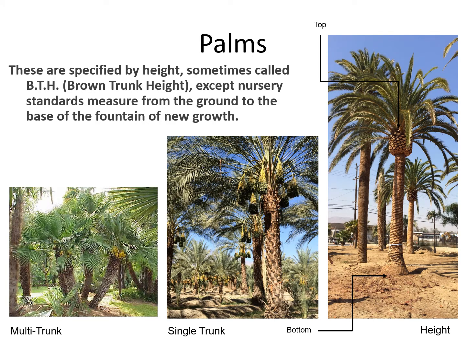Palms are popular in our region, so they can also come as multi-trunk or single trunk palms. Sometimes they're mistakenly called out by height as brown trunk height. That's not totally accurate. The more accurate term is trunk height without the brown. And that's because when we measure a palm height, we measure from the ground to the base of the fountain of new growth at the top of the tree. So that's not always entirely brown. So it can create confusion if we call it a brown trunk height.